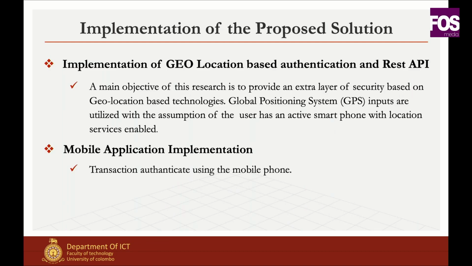So, regarding the implementation of geolocation-based authentication and REST API, the main objective of this research is to provide an extra layer of security based on geolocation technologies. Global Positioning System inputs are utilized, with the assumption that the user has an active smartphone location service enabled. For the mobile application implementation, the transaction is authenticated using the mobile app, so either the geolocation-based authentication method or the mobile app implementation can be used to secure your credit and debit card.